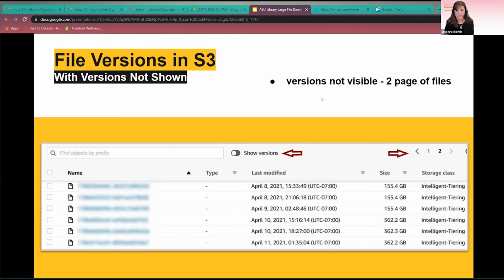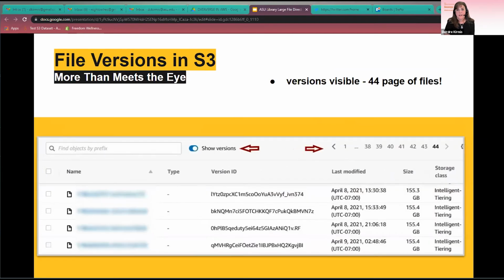So in our case with our researcher, there was a lot of uploading and deleting of files going on. So if we look at the number of pages of files in the bucket, without showing versions, we have 2 pages of files, which is about 500 files. If we show the versions, we have 44 pages of files. So that's roughly 15,000 files. So it was keeping all of those versions. So we found ways to go in and tweak some of our configuration settings as far as versioning and saving previous versions of files to reduce that cost somewhat.